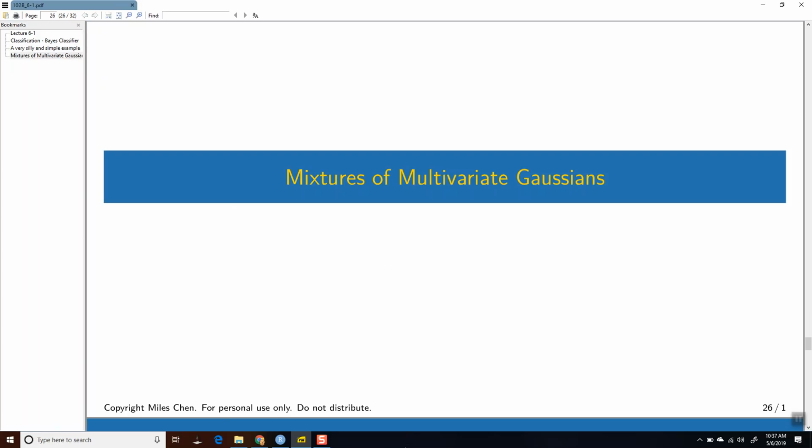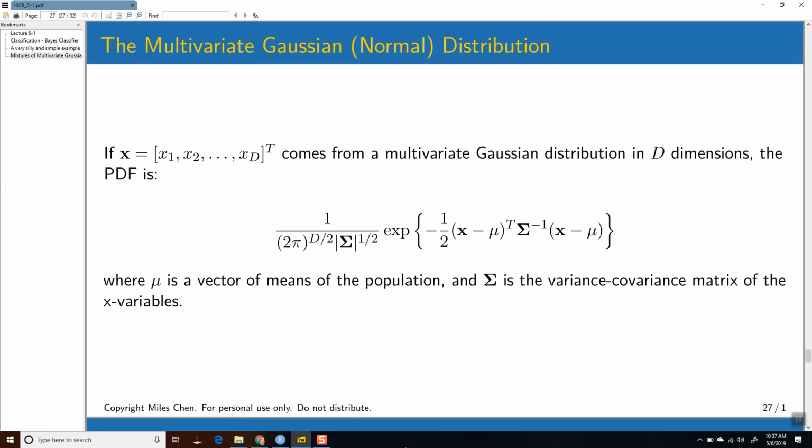So now we'll take a look at a slightly more complicated example, and we'll do a multivariate Gaussian.